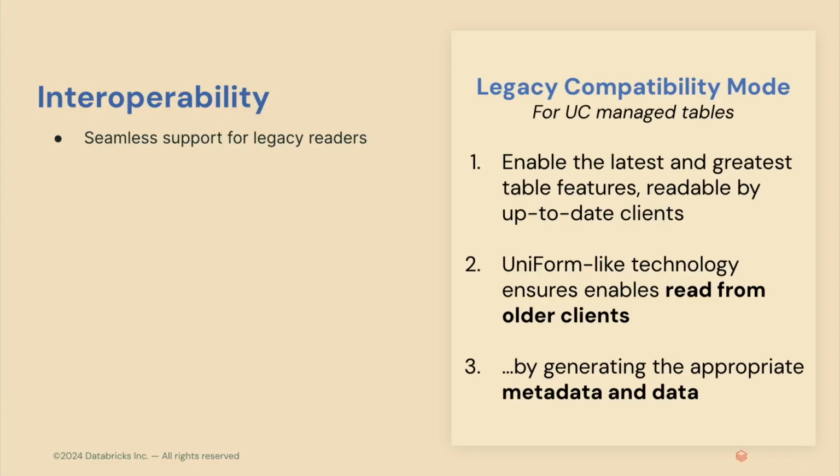So first off, in terms of interoperability, one of the things we're really, really excited about is what we call seamless support for legacy readers. So the idea here is, we mentioned before, this challenge where you have the latest table features that really speed up table performance and make tables easier to use. But the downside is you may have out-of-date legacy clients that are not able to read those capabilities. What we are working on right now is the ability to use a UniForm-like technology where we can generate for a very modern table the correct data and metadata for out-of-date clients.